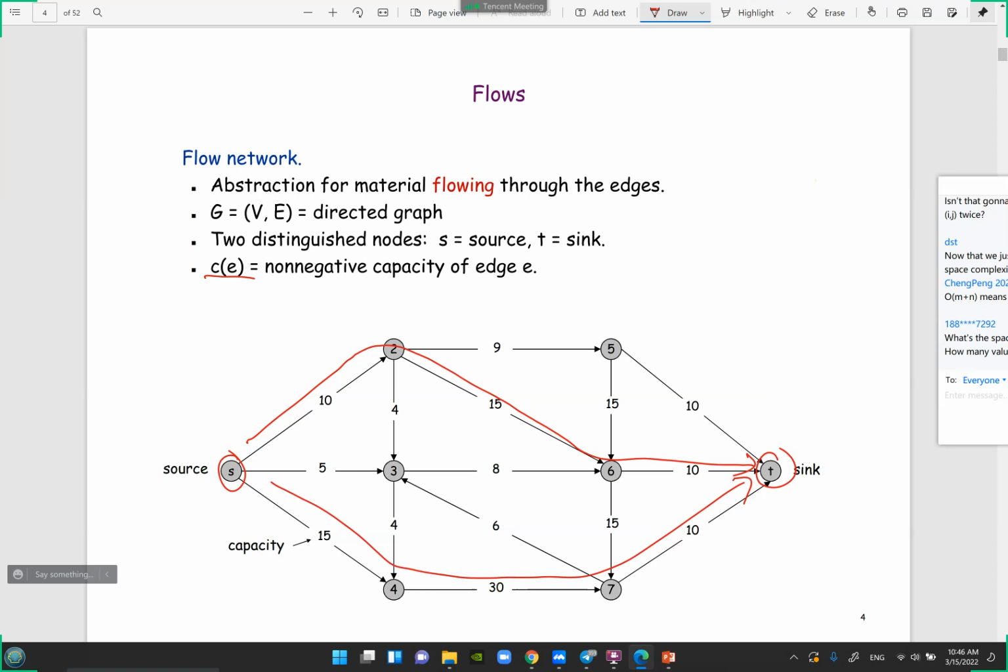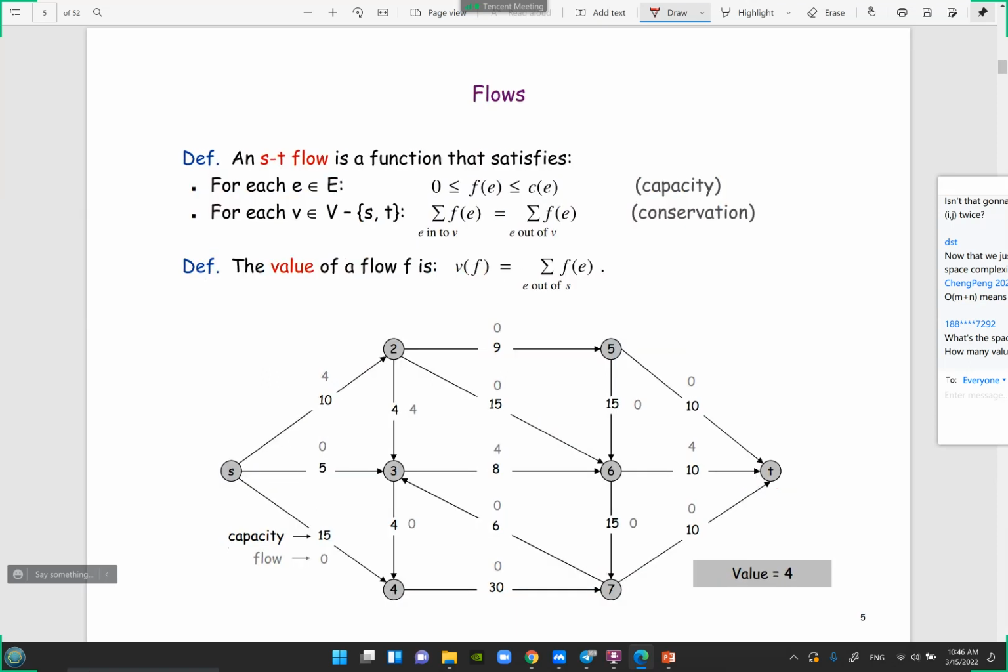So yeah, the reason this problem is challenging is because you don't know which of these pipes you should be using in order to send the maximum amount of flow from S to T. Now, a flow just corresponds to sending a certain amount of, let's say, water through each of these edges.